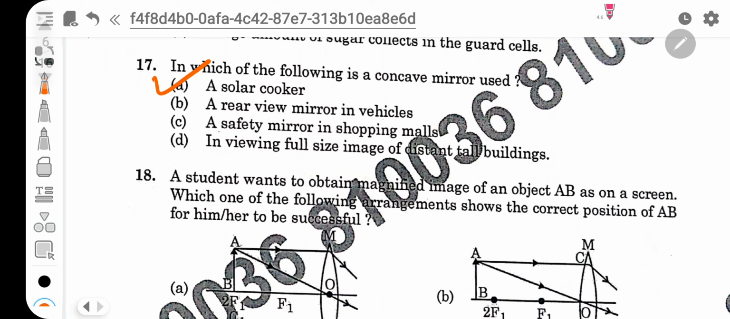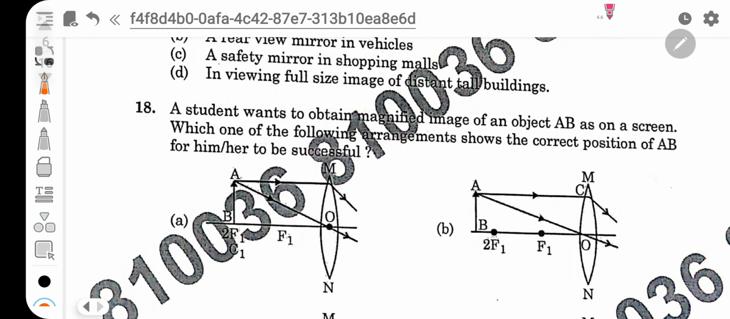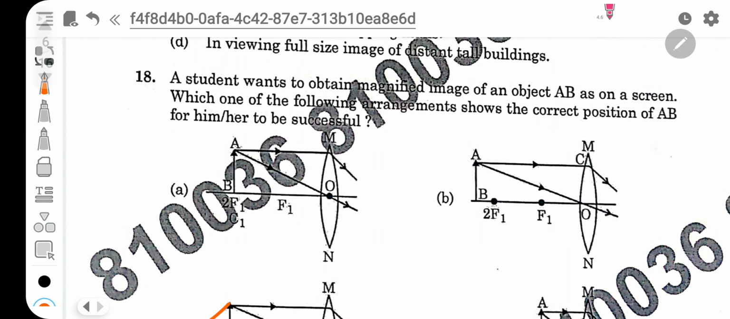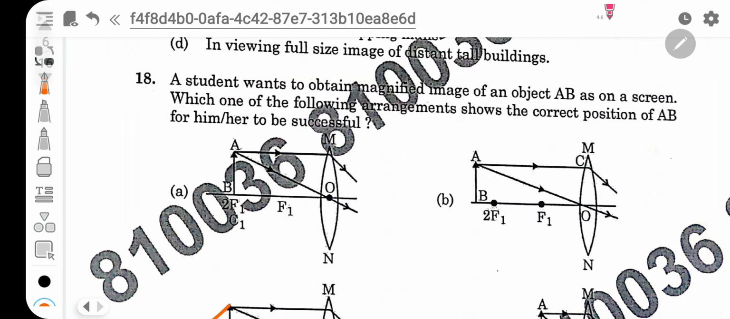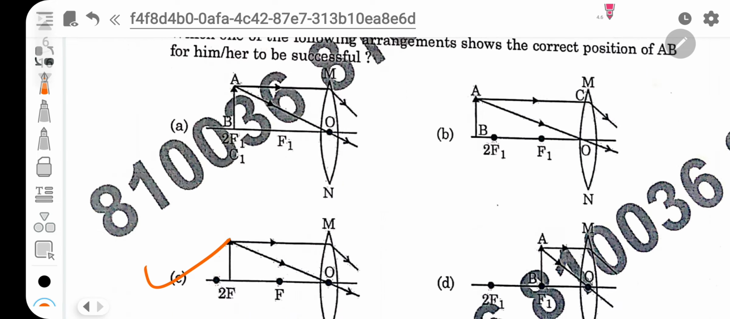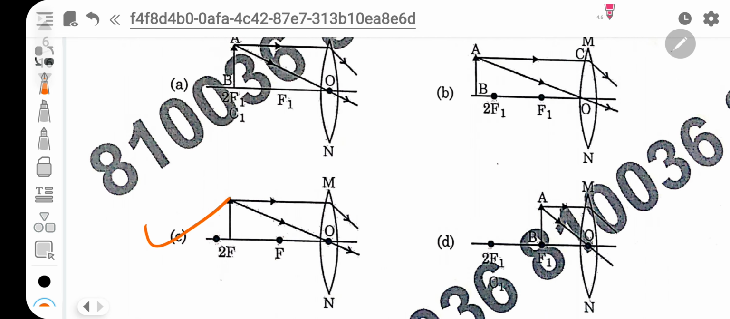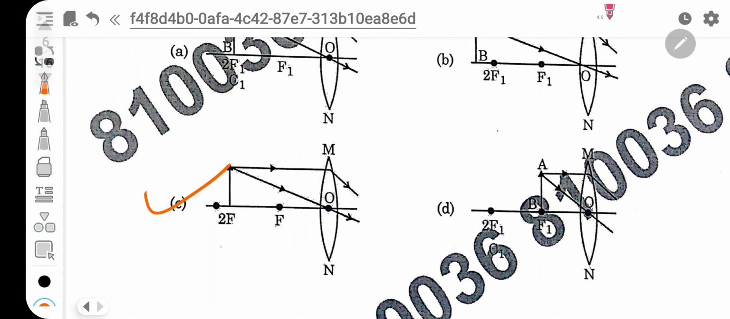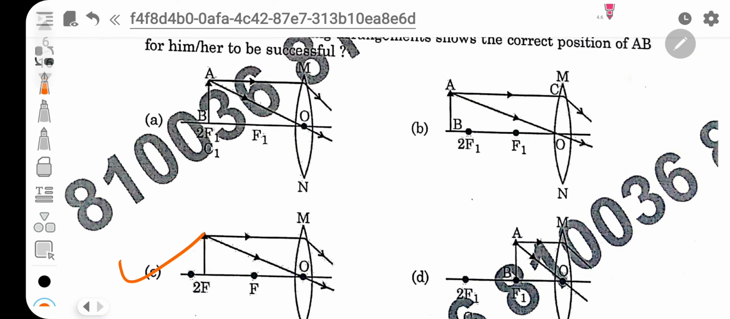Okay. A student wants to obtain a magnified image of an object AB as shown on the screen. Which one of the following arrangements shows the correct position of AB for him or her to be successful? There was a confusion between C and D, because D also magnifies the image, but as we know it cannot be produced on the screen, because it forms at infinity. So the answer will be C, as it will form the bigger image and also be produced on a screen.